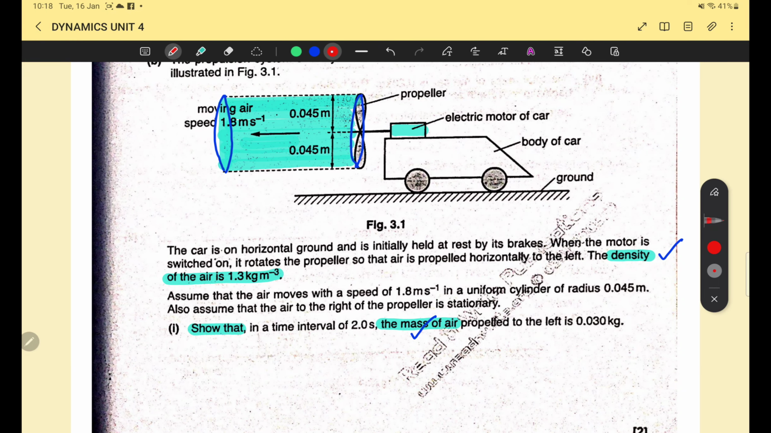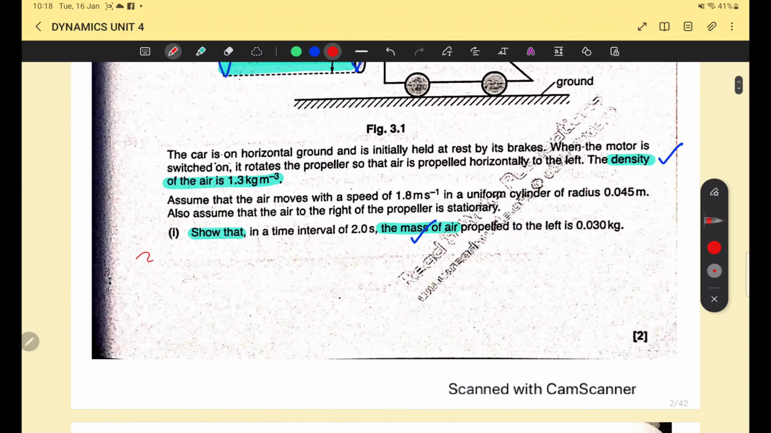Beta, what is the relation between density and mass? You know that mass per unit volume is equal to density, and density is denoted by this symbol. This is the symbol of density. We have to calculate mass, so mass equals density into volume.